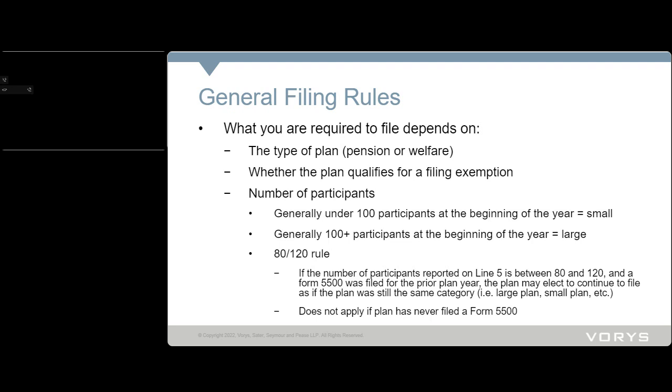There's also something known as the 80-120 participant rule, which some plans may be able to take advantage of. In this case, if the number of participants is between 80 and 120 at the beginning of the year, and the plan sponsor filed a 5500 in the prior year, then they may elect to complete the return or report in the same category, such as filing as a small plan, once again, the same as they did in the prior year.